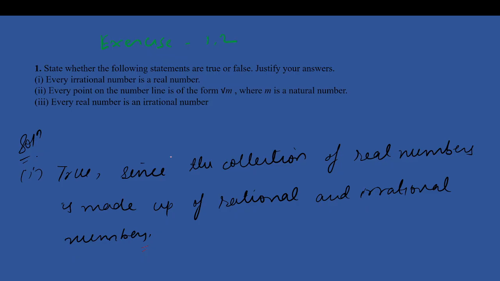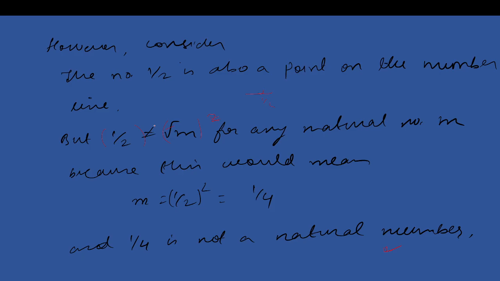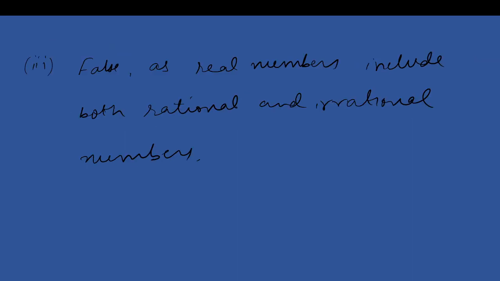Now what is the third one? Every real number is an irrational number. This statement is again false, as real numbers include both rational and irrational numbers. We have seen this. So real numbers are not only irrational numbers.